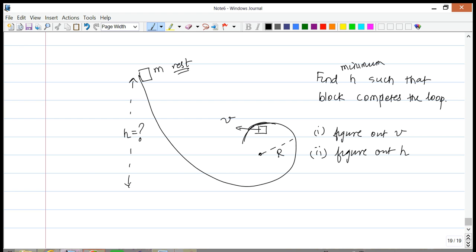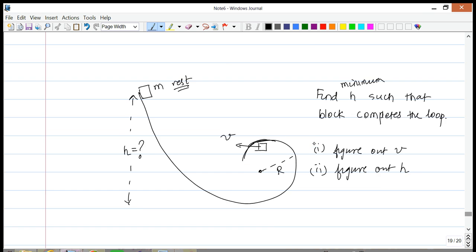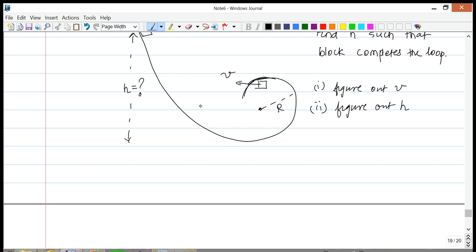Now in order to figure out v, we're going to go back to the condition. What is the condition for the object to complete the loop? The condition is very simple: the contact force at this point has to be equal to 0. That's the minimum condition. The contact force at the top has to be equal to 0.